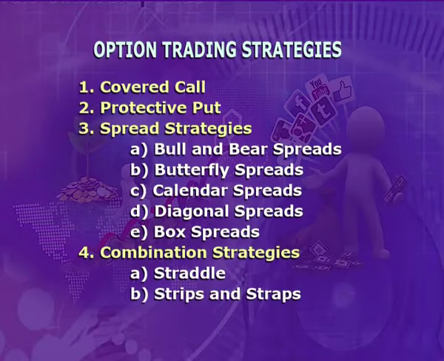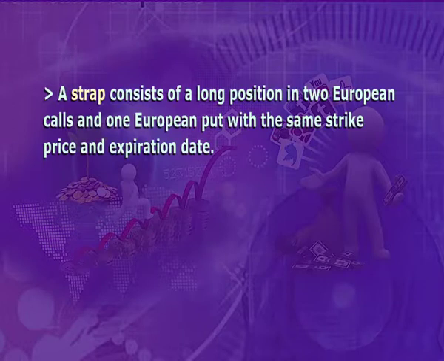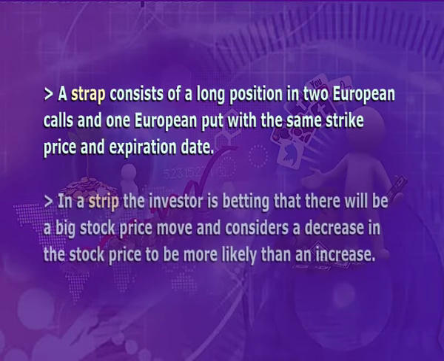Point number B. Strips and straps. A strip consists of a long position in one European call and two European puts with the same strike price and expiration date. A strap consists of a long position in two European calls and one European put with the same strike price and expiration date. In a strap, the investor is also betting that there will be a big stock price move. However, in this case, an increase in the stock price is considered to be more likely than a decrease.